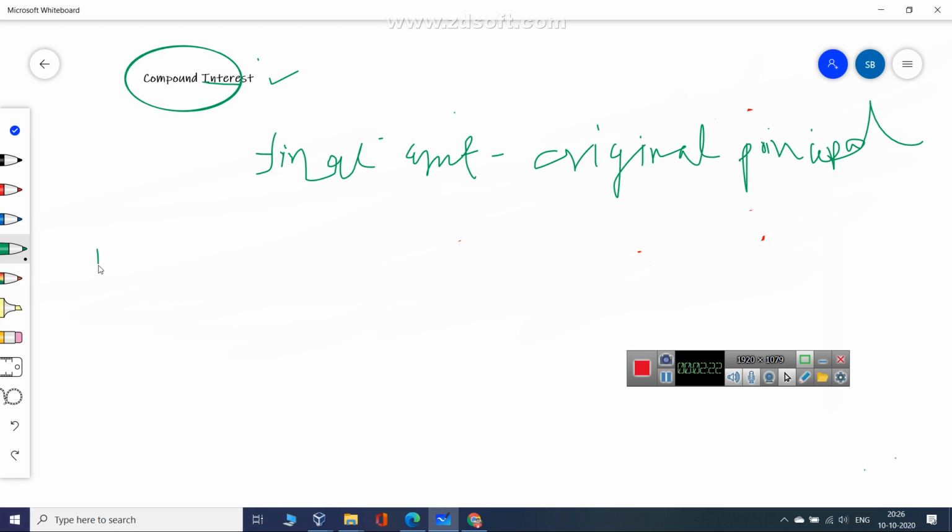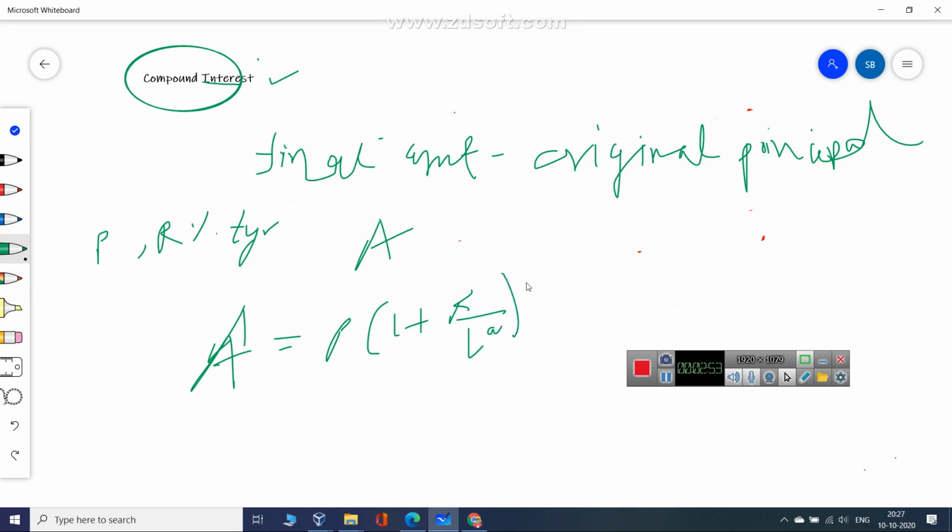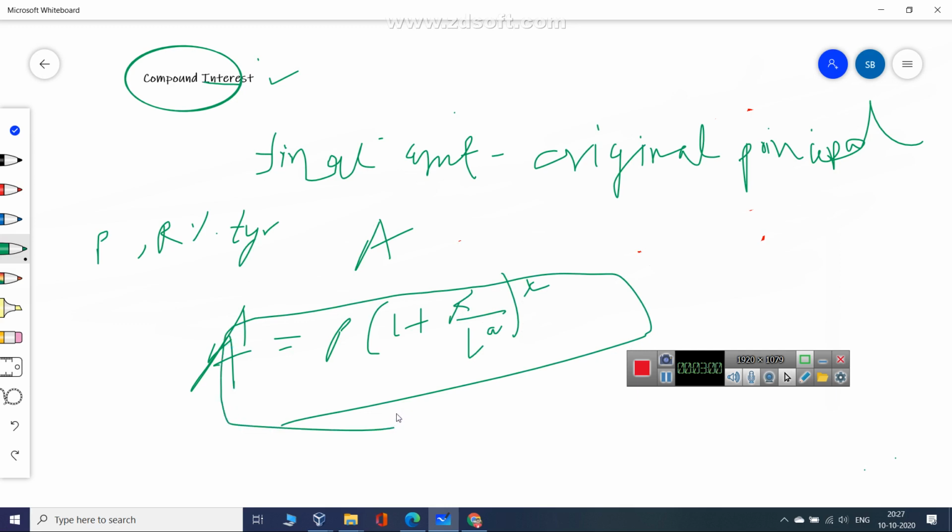Now suppose principal equals P, rate is R%, time is T years, and amount is A. So now amount A is A equals P into (1 plus R divided by 100) to the power T. That's the formula. Now compound interest CI equals amount minus principal. This is the compound interest like I have told.